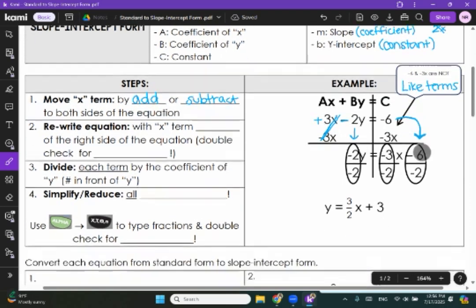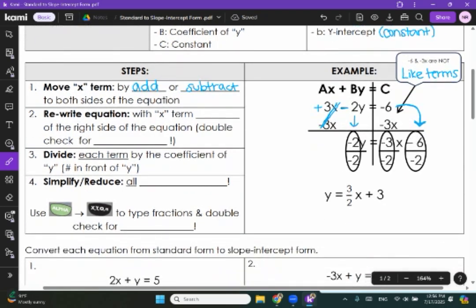Okay. So from there, you want to rewrite your equation with the x term in front on the right side of the equation. Double check for those negatives or your minus signs, okay? Then the last step is to divide each term, very, very important, divide each term by the coefficient of y, aka the number in front of y. So we're going to divide by that negative 2.